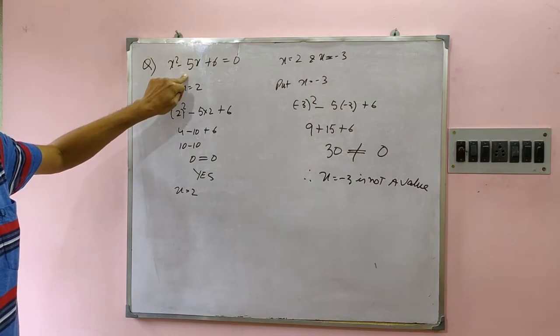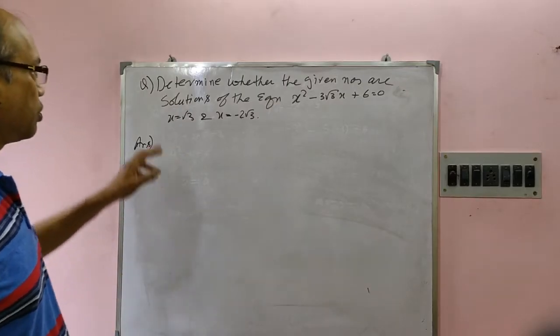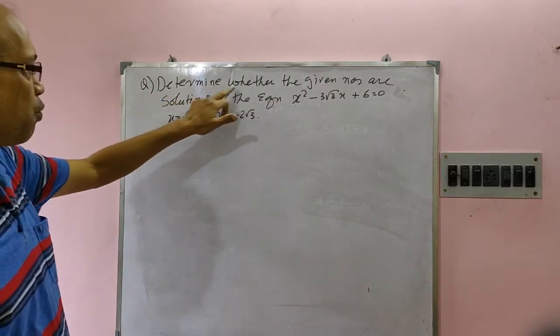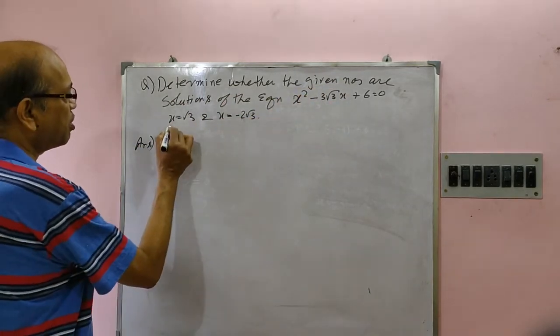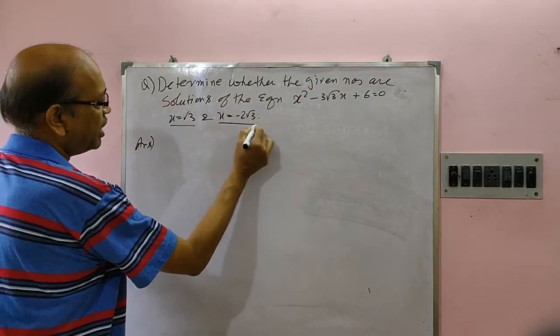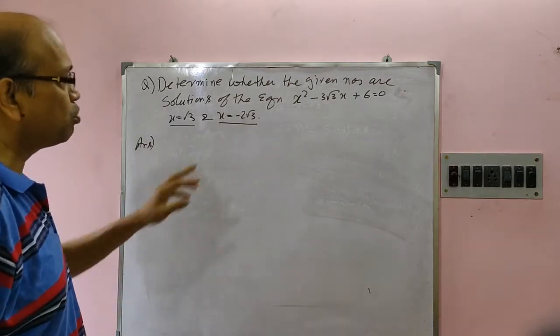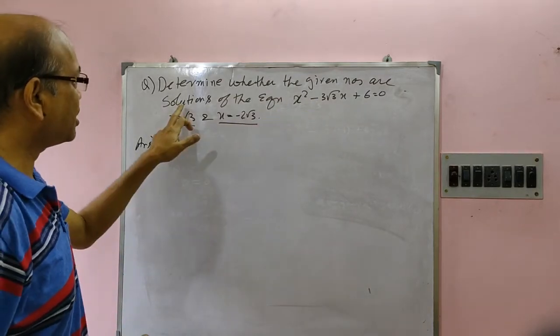Is it clear? Okay. The next question, determine whether the given numbers, what are the given numbers? These are the given numbers, x equals to root 3 and x equals to minus 2 root 3 are the solutions.